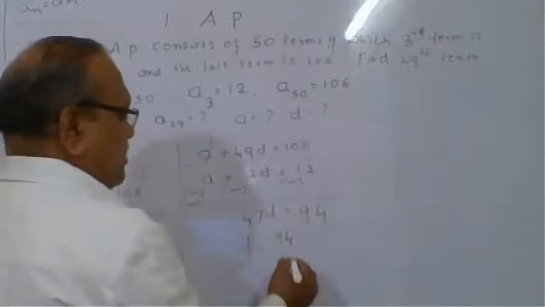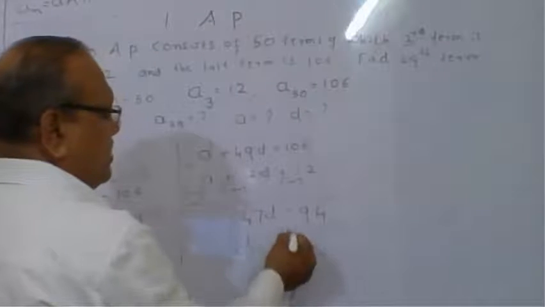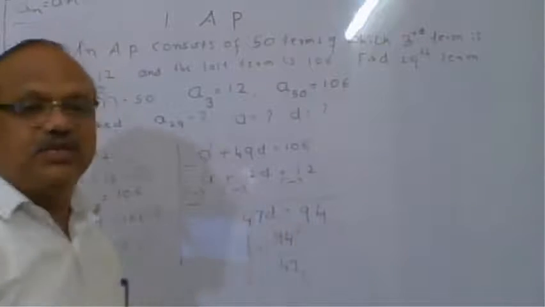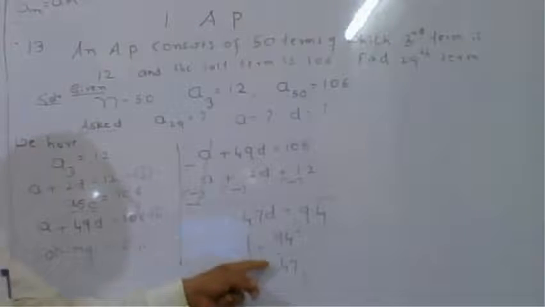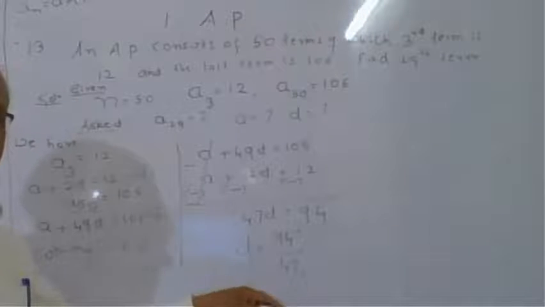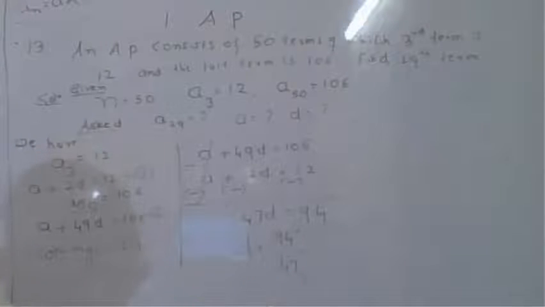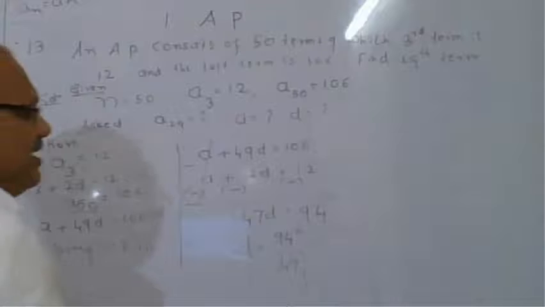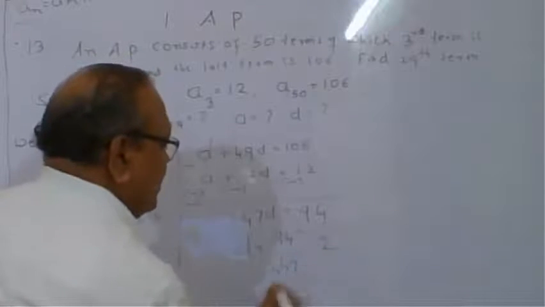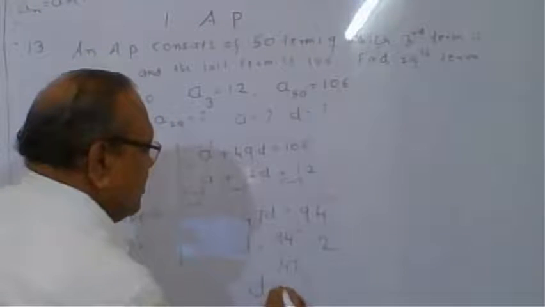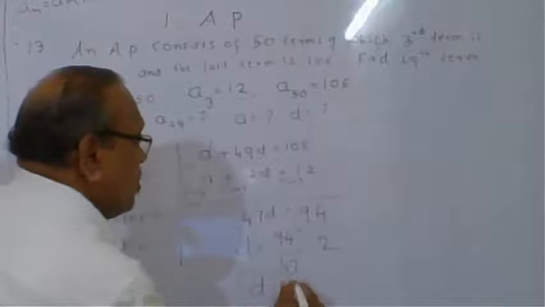47 ones are 47, twos are. What is 47 twos? 40 into 2, 80? No, 40 twos are 80. 7 twos are 14. 80 plus 14, 94. Calculation should be done in mind, because mathematics is a mind subject. You got D is equal to 2.